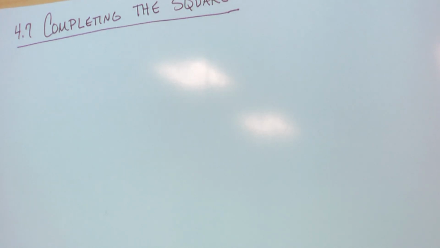All right, so here we go. Completing the square, 4.7. This is the first half. So this is the first way. There are two ways to use completing the square.